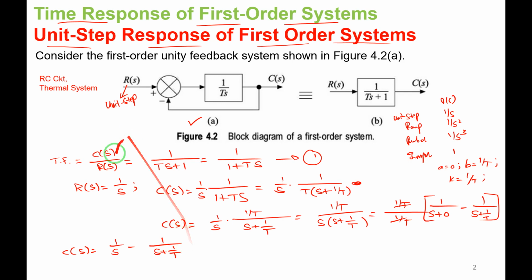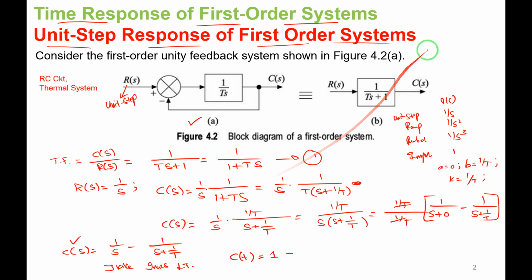Okay, then I want the unit step response of the first order system. This is C of S, so take the inverse Laplace transform of the above equation. We should be knowing the Laplace transforms, right? So C of t is equal to the inverse Laplace transform of 1 by S, which is 1, minus the inverse Laplace transform of 1 by S plus 1 by t.